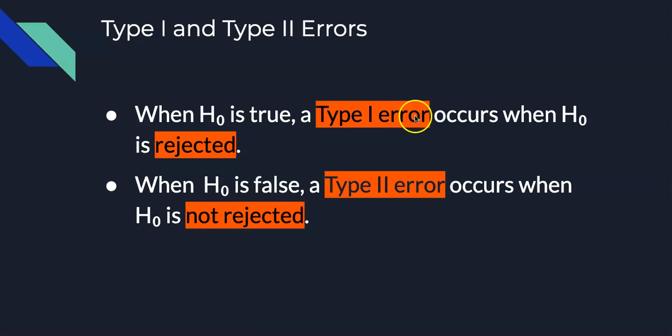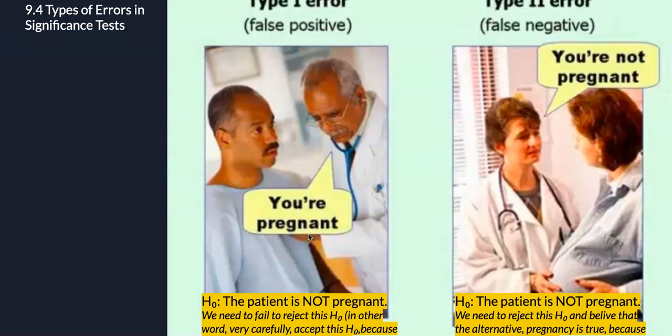Type 1 error occurs when H naught is rejected when it shouldn't be rejected because it is true. Type 2 error occurs when H naught is not rejected, but it should be rejected because it was false. So that's the slight difference. Here's my example for you. I think I showed you a picture like this on 9.1, but now it's time for us to talk about it. Type 1 error is like a false positive.